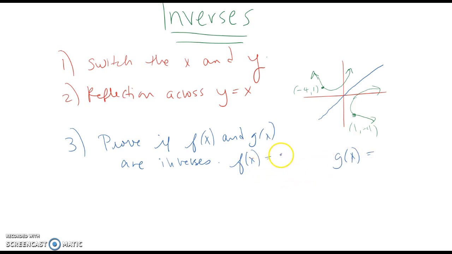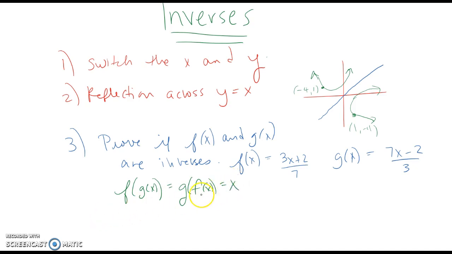Let's say that f is (3x plus 2) over 7, and then maybe g is going to be (7x minus 2) over 3. If they give you these functions and they want you to prove if they're inverses, there's this cool math rule that says that if f of g of x is equal to g of f of x, and they both equal x, then you have found an inverse. So I'll put a check mark. It means, yay, they're inverses.